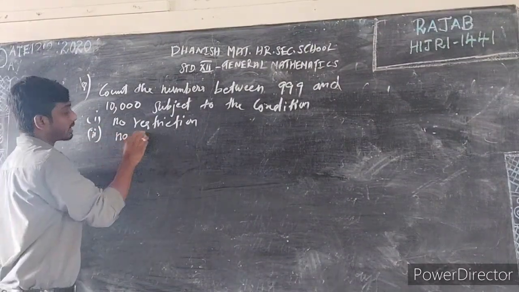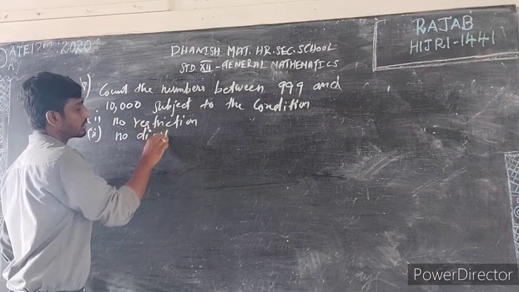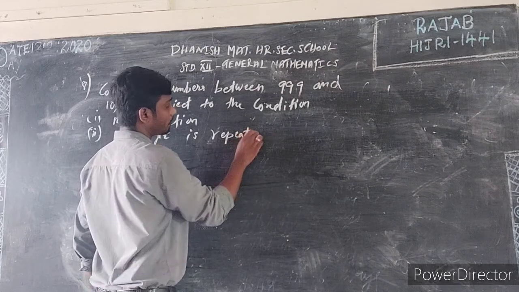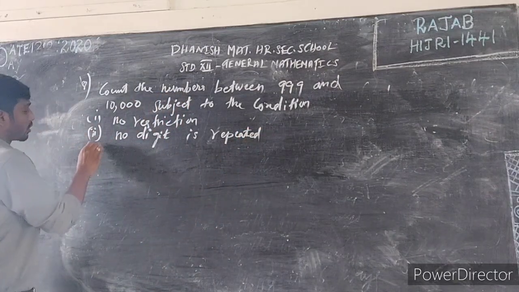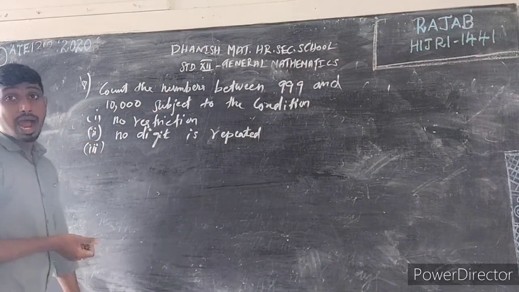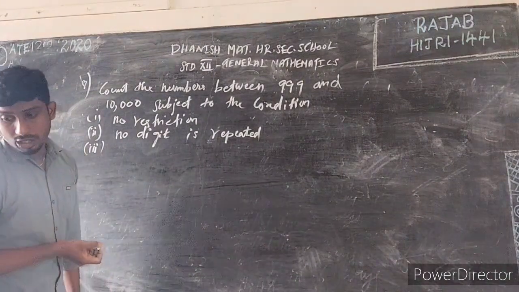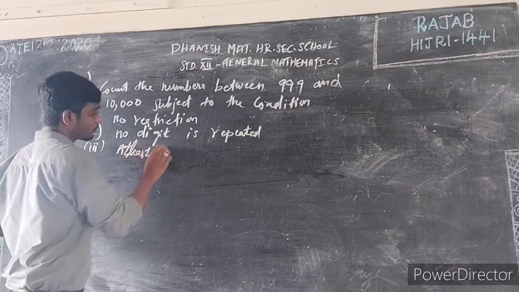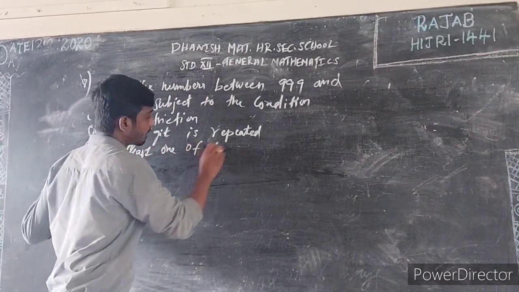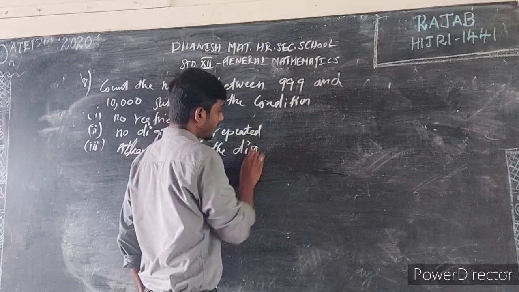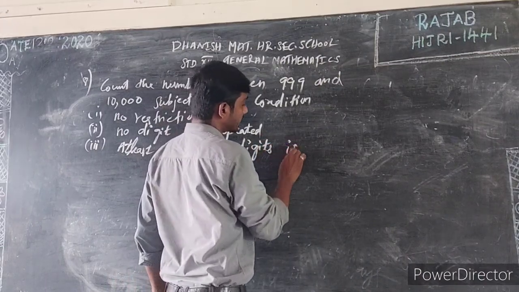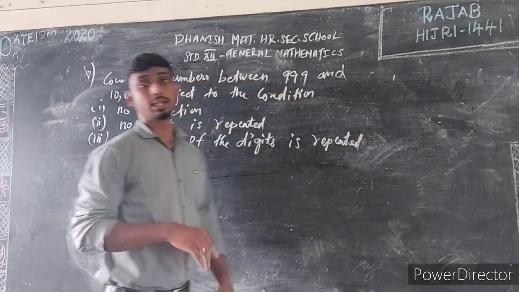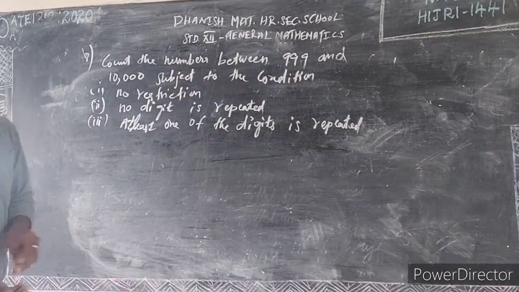no digit is repeated. Then what is the third one given here? At least one of the digits is repeated. Okay? So let me solve the first one.